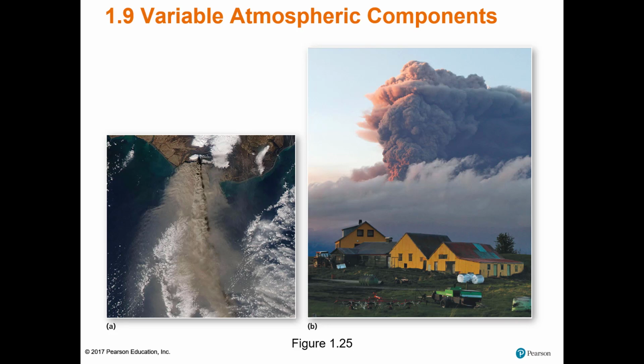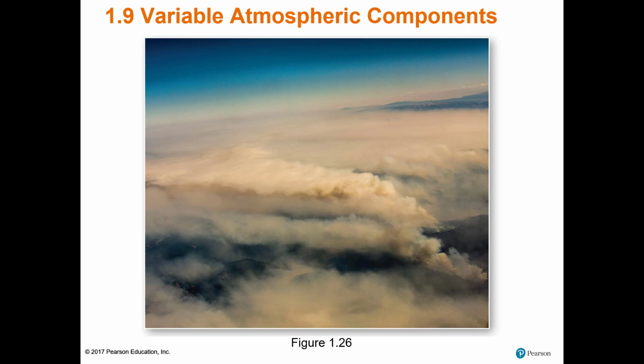So you can see here is an example of a volcanic eruption on the left from space and on the right from the ground. And this adds, as you can see, plenty of particles and soot and gas into the environment. Here is atmospheric contribution from a forest fire.